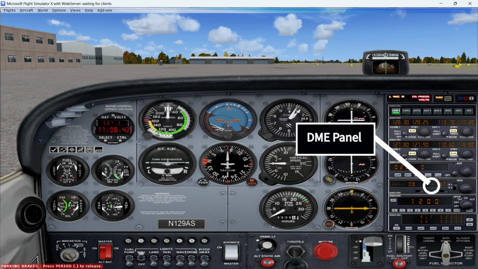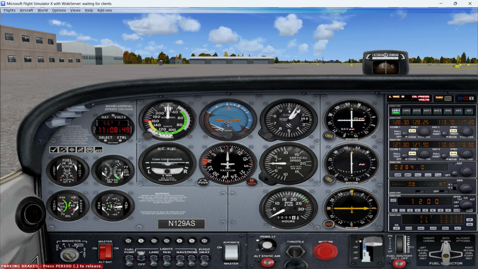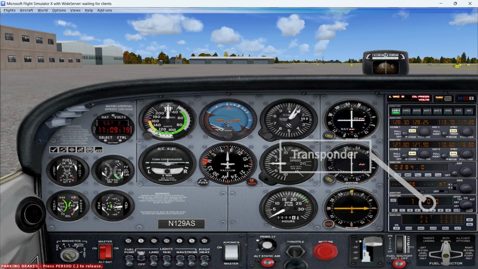DME, or distance measuring equipment, is a seldom used technology used in navigation to determine the distance between VORs and in present day has been replaced by GPS navigation. When flying in the flight simulator environment, you will likely not ever use the DME. Below the DME is the transponder.